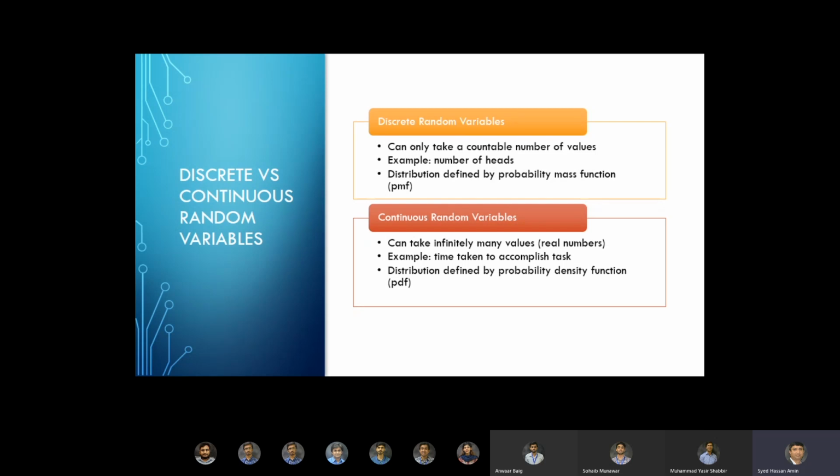In that case, if you take all those possibilities together, their distribution is defined by the probability density function, which is the PDF. So along with random variables, we have added two new concepts: probability mass functions and probability density functions. For discrete random variables we have probability mass functions, and for continuous random variables we have the probability density function.